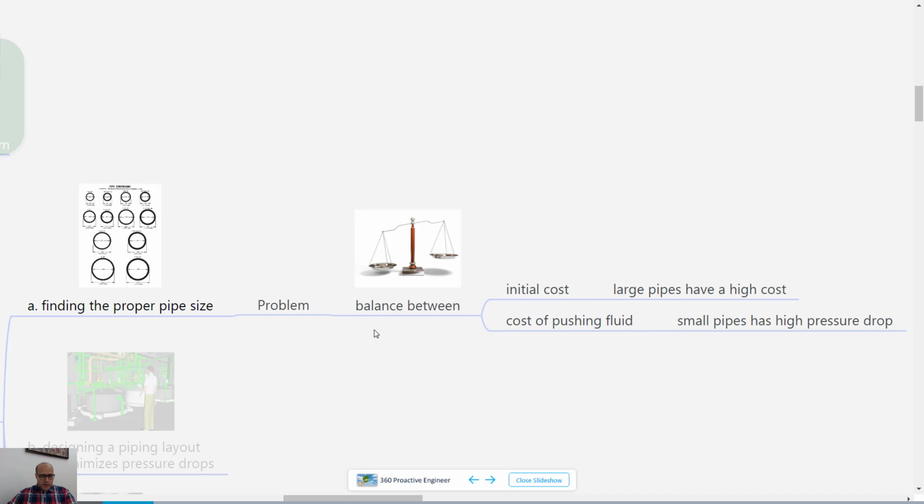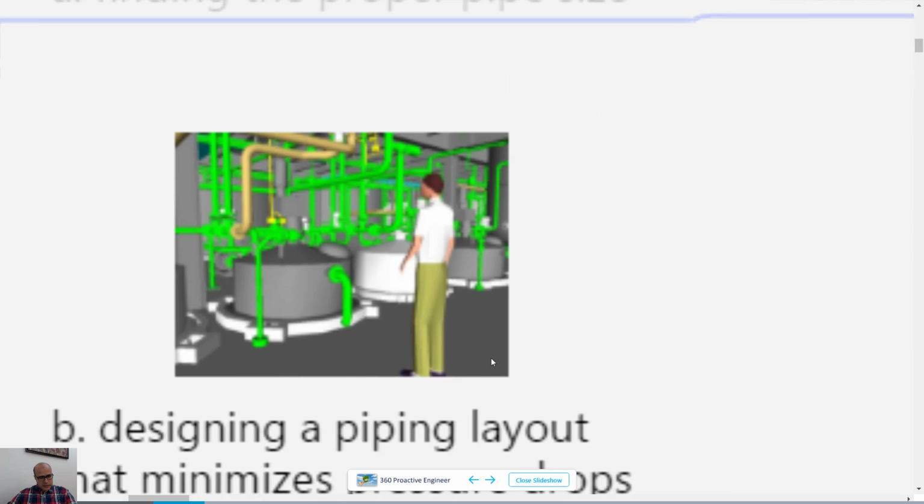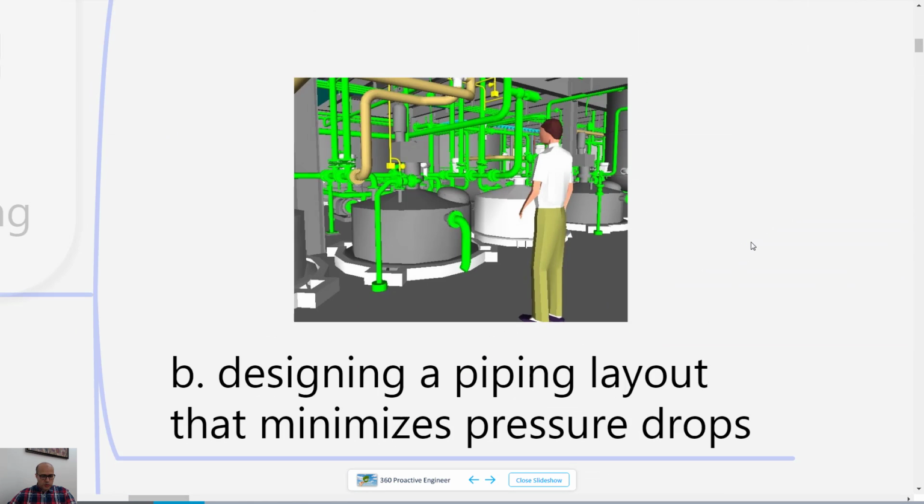The problem is, we need to make a balance between the initial cost, by selecting large pipes that will definitely have a higher cost, and the cost of pushing fluid if we select small pipes that have a high pressure drop. So we need to optimize between the initial cost and the running cost for the system. The second area we need to optimize will be designing the piping layout in a way that minimizes the pressure drop.